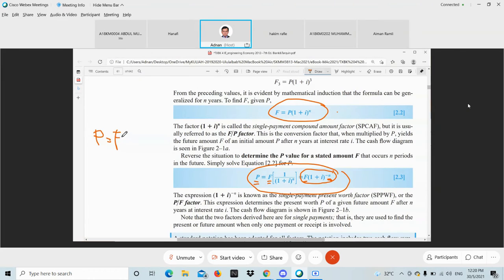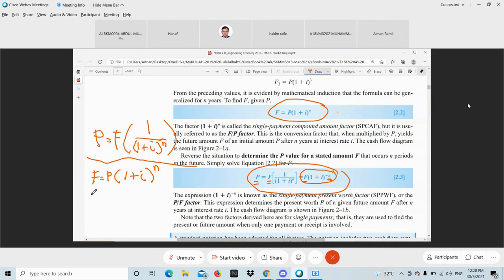P equals F times the factor 1 over 1 plus I to the power of N. Power of N is in the denominator. It is different from before. Before, F equals P times 1 plus I to the power of N. In this case we want to know the present value, while there we wanted the future value.